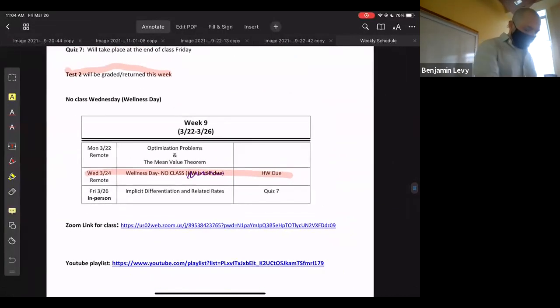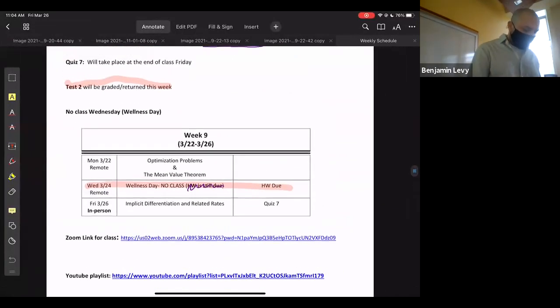We didn't have class Wednesday, we had the wellness day, so homework is due this evening. I passed Test 2 back on Tuesday or Wednesday, so be sure to look at those grades. There are solutions as part of the Gradescope return, but I will also post solutions to Blackboard as well. Just be aware that they're out there. Let me know if you have some questions about that.